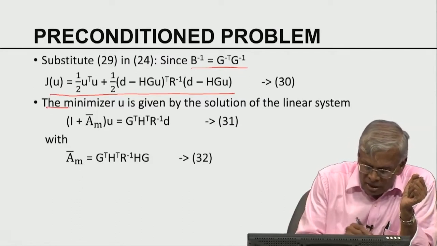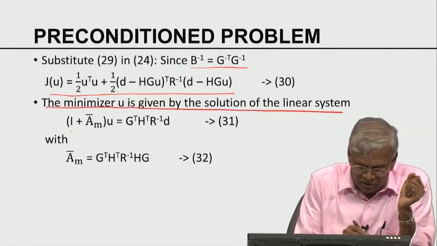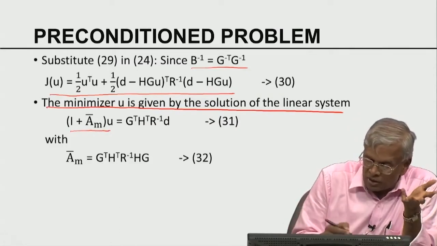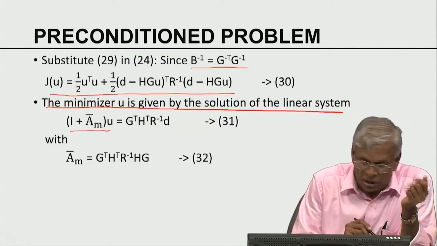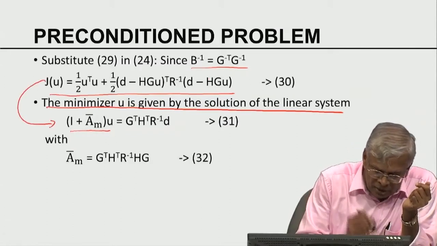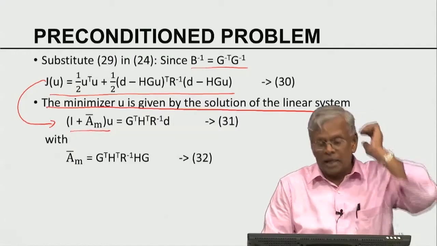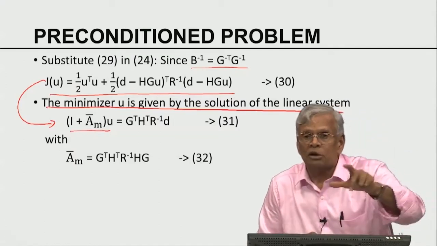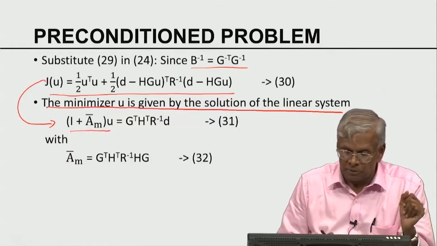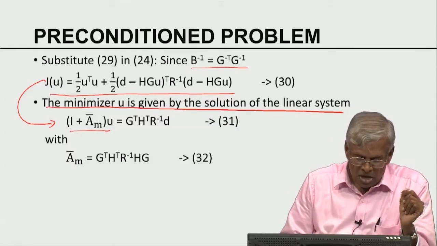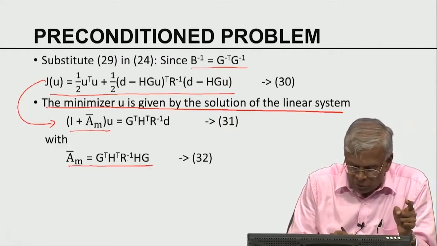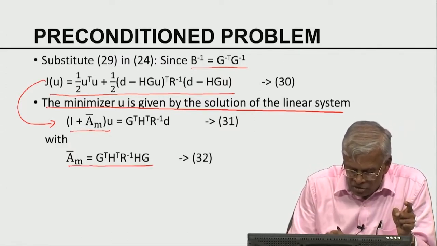And what is the minimizer? The minimizer of this is given by this. I am not trying to show you all the steps. This is the quadratic, 30 is a quadratic function. Compute the gradient, equate the gradient to 0. You get the optimal solution in the new variable U to be given by 31. I hope you keep track of everything. Now what is the matrix AM? AM is given by G transpose H transpose R inverse HG.